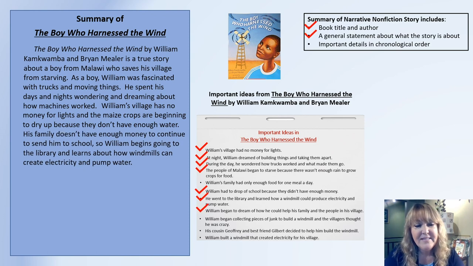I think that sentence really helps to combine those ideas. So let's look down at our chart next and see what we have that we haven't used yet. We haven't talked about this idea that William began collecting pieces of junk to build the windmill, and that the villagers thought he was kind of crazy for doing so. And we also have this idea that's closely connected, that eventually his cousin Jeffrey and his best friend Gilbert decide to help him build the windmill.